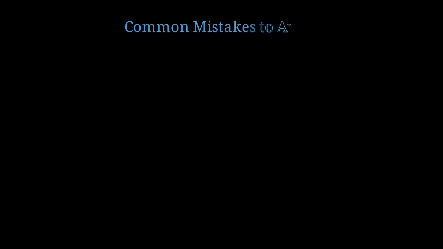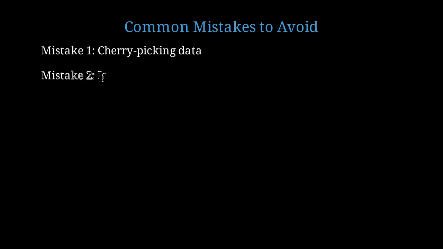Now let's talk about common mistakes people make in data analysis. Mistake 1 is cherry-picking data. This means only showing the data points that support your conclusion while hiding the ones that don't. Mistake 2 is ignoring uncertainty. Every measurement has some uncertainty. Reporting a single number without error bars is misleading.